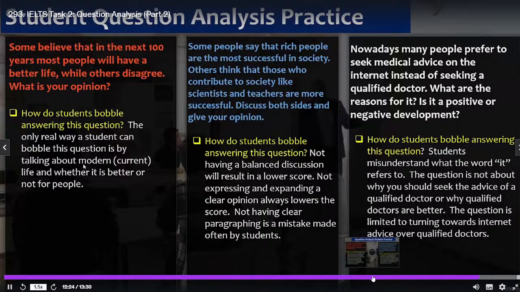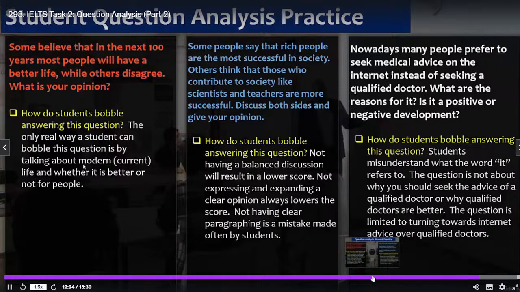Also, a student can really mess up this first question in red by not using future tense verbs, not using future tense language. That's a really poor way that a student will mess up the question. For our second one, of course, not having a balanced discussion, first explaining about rich people, then explaining about success for teachers and scientists, and then having a clear opinion. Having clear paragraphing is so important to scoring well.